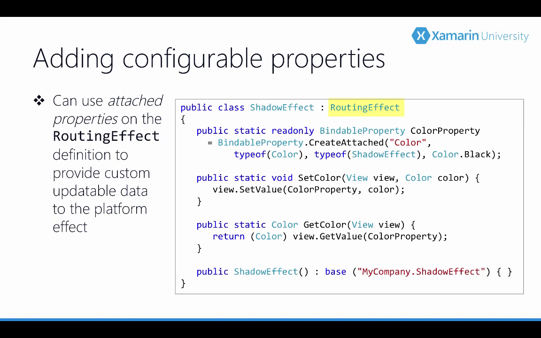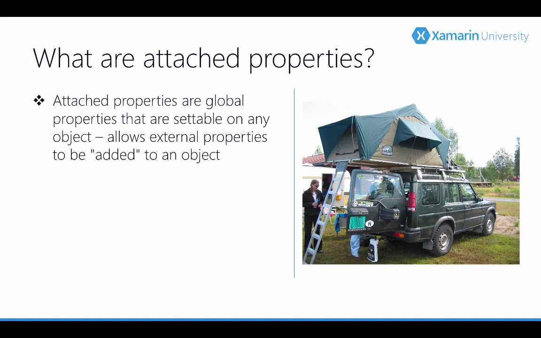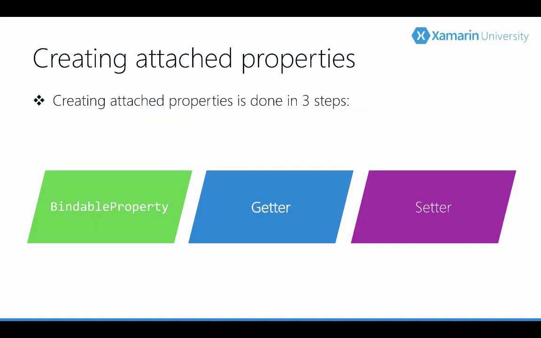And these are special bindable properties that we define somewhere. In this case, we can put them onto our shared code representation of the effect. This is the one that derives from the RoutingEffect. Now, attached properties are global properties that are settable on any object. This allows external properties to be added to an object. This is covered in more detail in Xamarin.135.